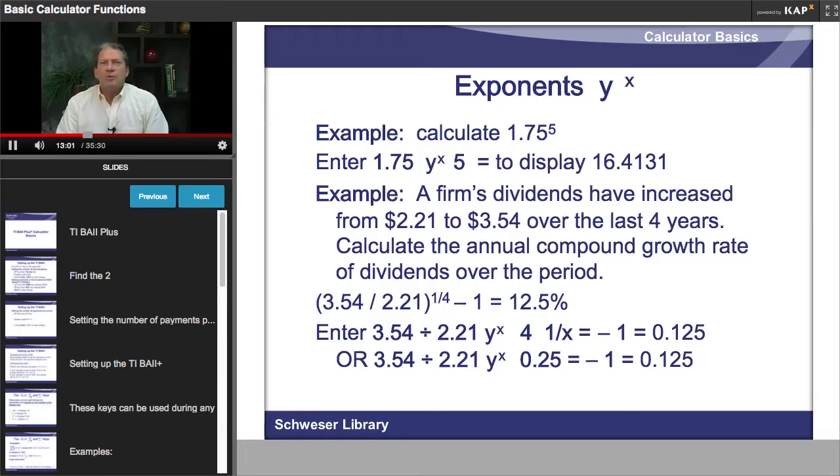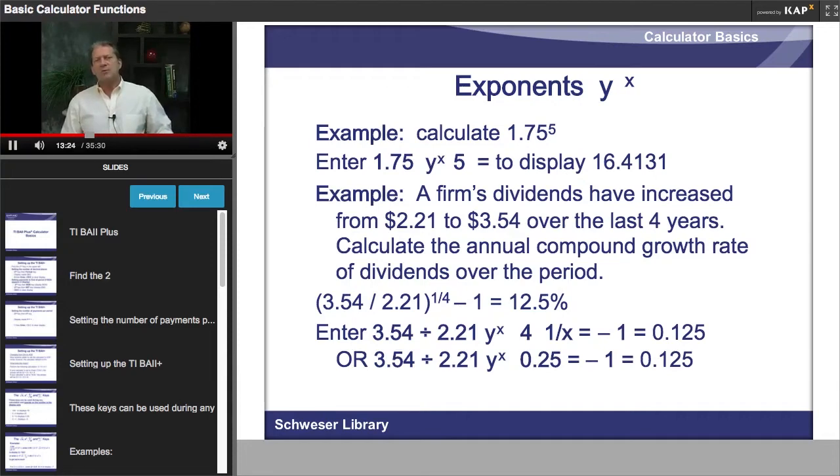So here's our example. We want to calculate 1.75 to the 5th power. So we enter 1.75, and then hit that y to the x key. It's just above the 9. And so you hit the y to the x key, hit the 5, and then hit equals, and that's what it gives you. It gives you 1.75 to the 5th power.